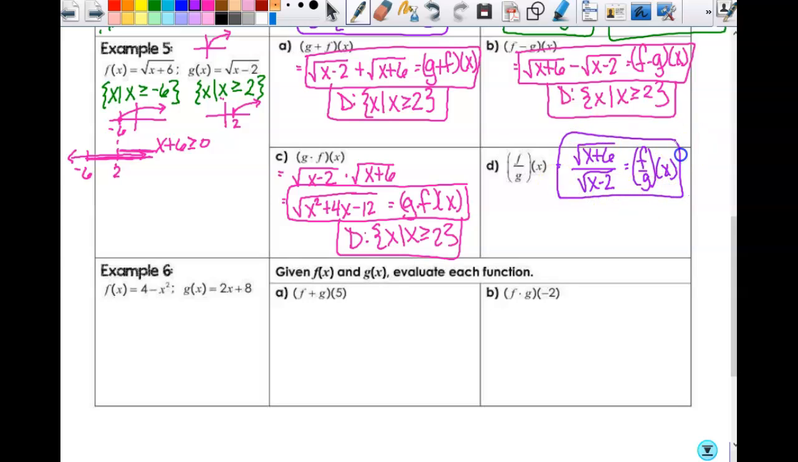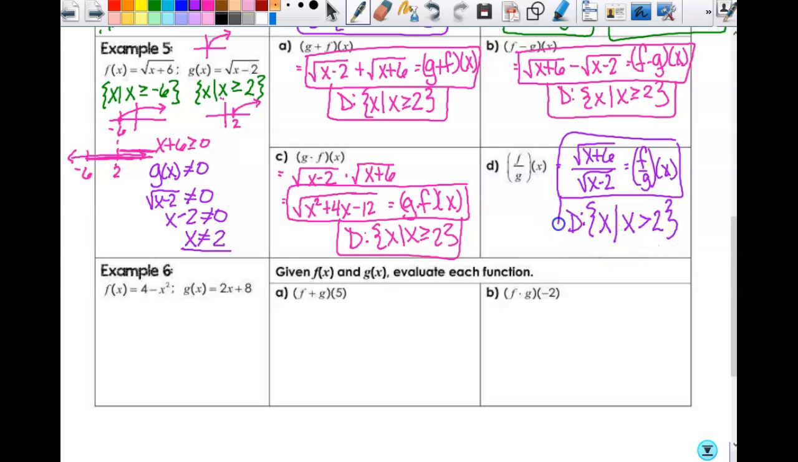So then I have to take another look at the domain. What I divided by, which is g of x, cannot equal 0. So the square root of x minus 2 cannot equal 0. So x minus 2 cannot equal 0, and x cannot equal 2. So does that change my domain? Yes. Now it's going to be the set of all x's such that x has to be what? Greater than 2, because I don't get to include that anymore. There you go.